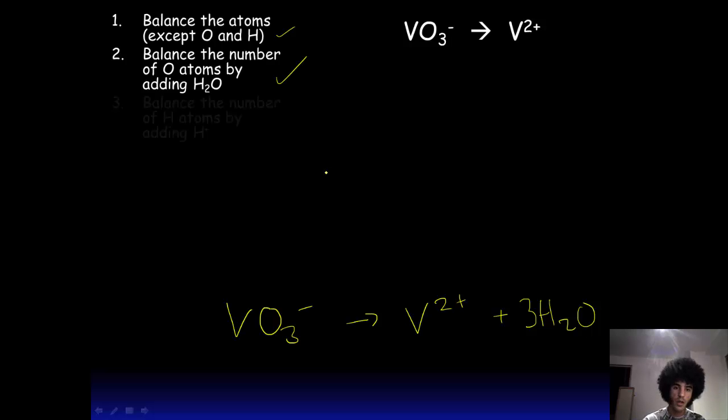Okay. Next step, we're going to balance the number of hydrogen atoms. Now, because I've added water, I've added hydrogen. I've added 6 in total, and I need to have the same on the other side. So what I'm going to do is I'm going to add 6H+.